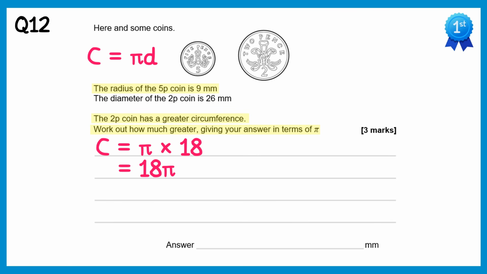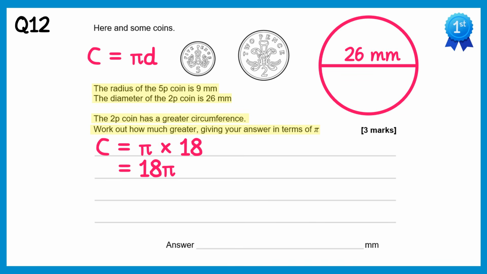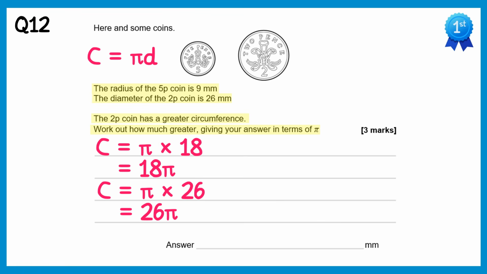Now let's have a look at the 2p. Well, the 2p has a diameter of 26mm, so it looks something like this. Now we can just go straight to the formula here since that's the diameter, so its circumference equals pi times 26, which is 26 pi. So we have the circumference for the 2p and the circumference for the 5p. To work out how much greater the one for the 2p is, we just subtract them. So 26 pi take away 18 pi gives you 8 pi.